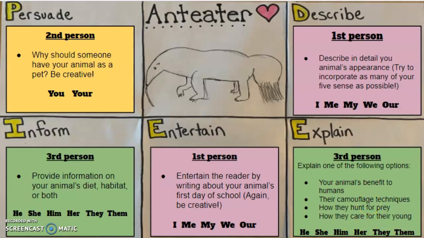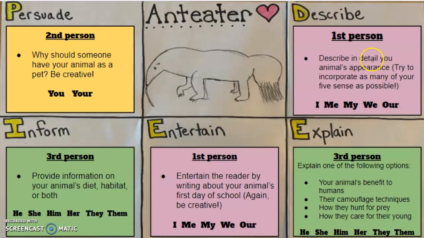And your options include how your animals benefit humans. You could explain their camouflage techniques. Do they change colors to hide from their prey? You could talk about how they hunt for their prey. Or you can discuss how they care for their young. So these are 4 options. You pick one of them and explain in detail in a step-by-step manner. You could do that route, or just in a detailed description of how they accomplish one of those 4 bullet points.